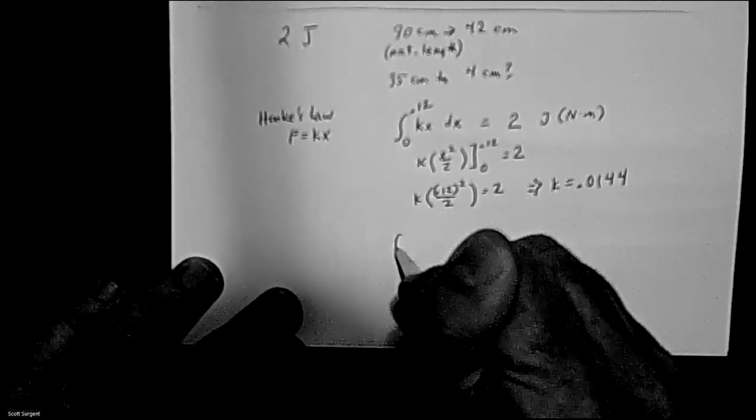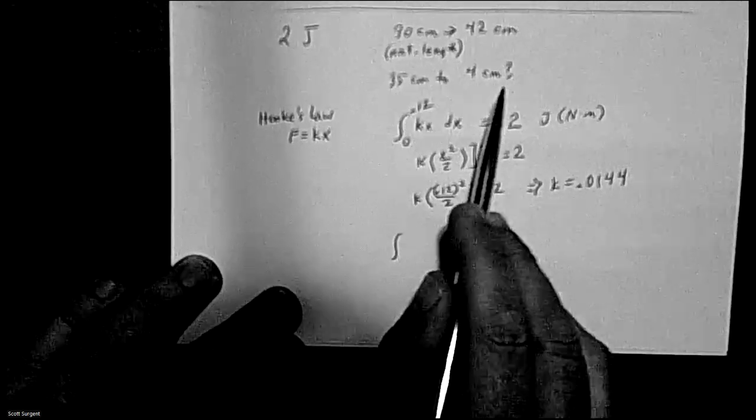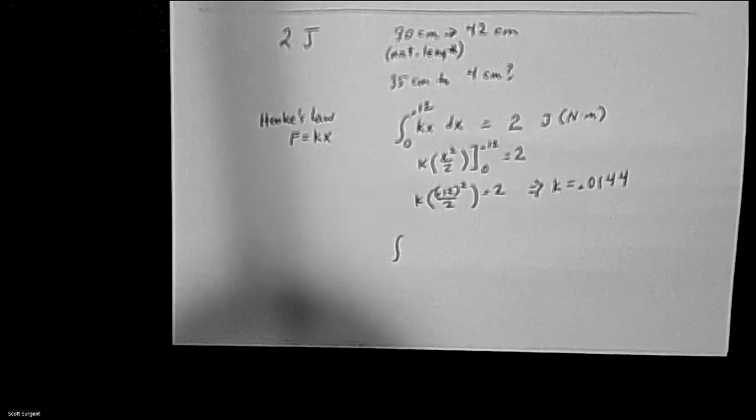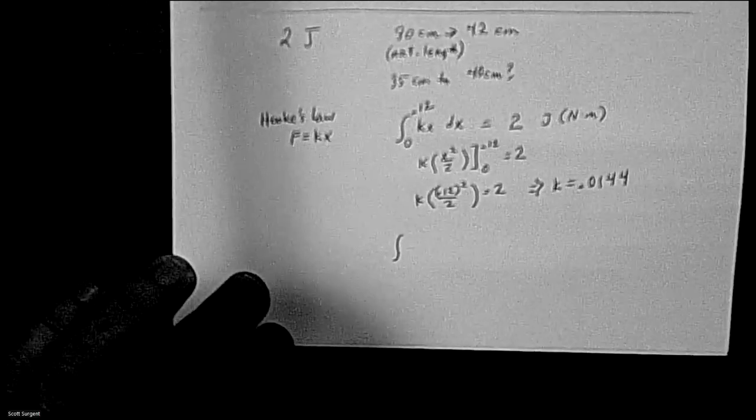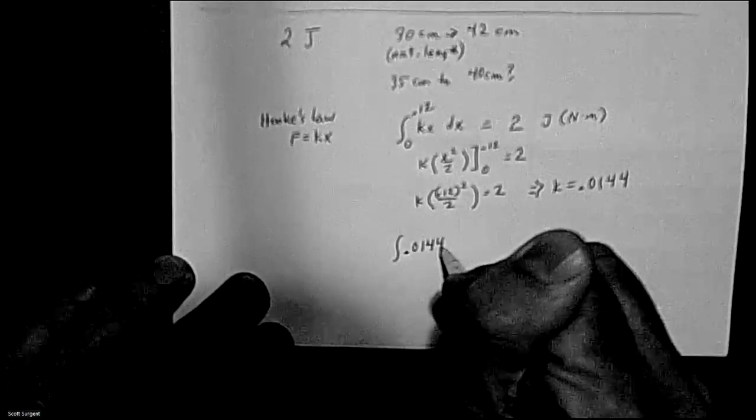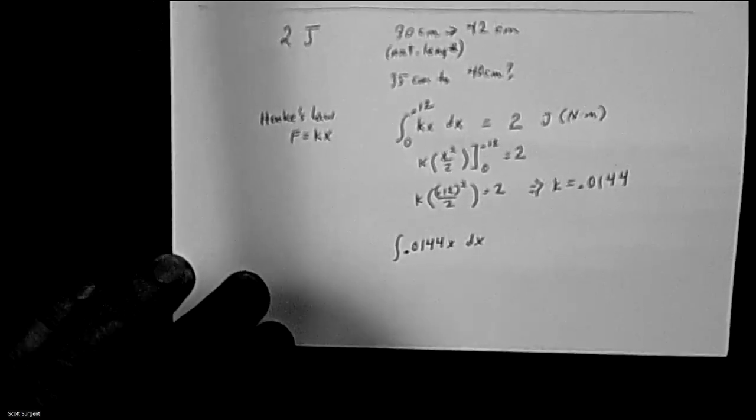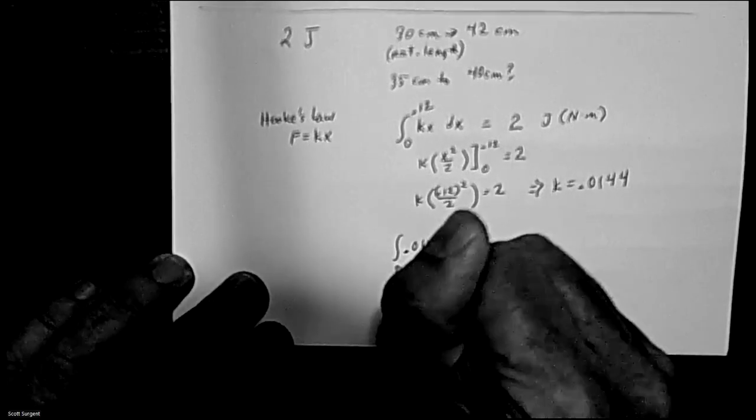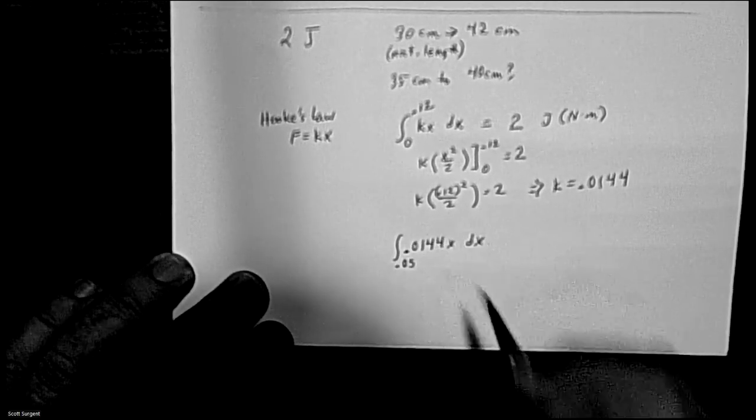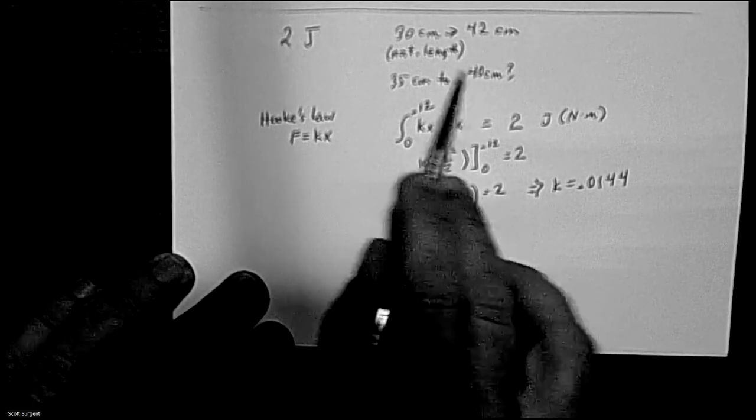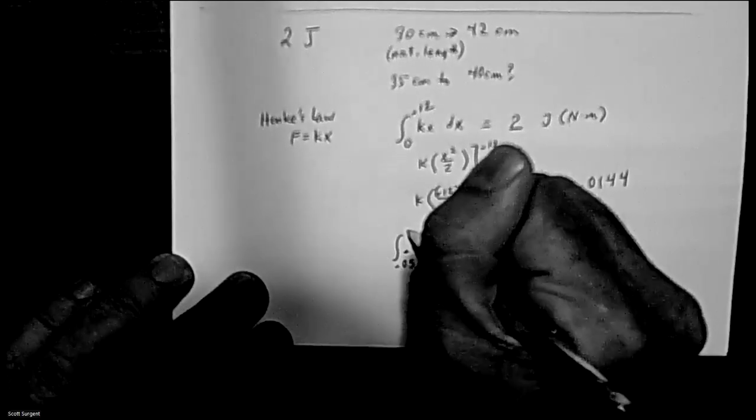Then I go back to my integral. Now we want to do it from 35 centimeters to, I wrote that down wrong, sorry, give me a second, 40 centimeters. Okay. Now I've got my k, it's 0.0144 x dx. I'm going from 35, so relative to the rest state, that would be an extra 5 centimeters or 0.05 of a meter. And then this would be 10 centimeters off of rest, so 0.1 of a meter.